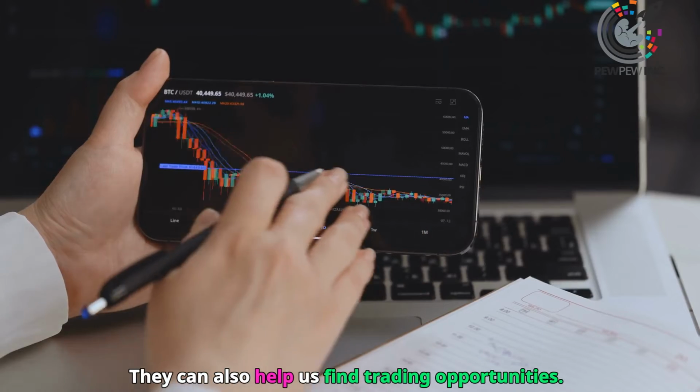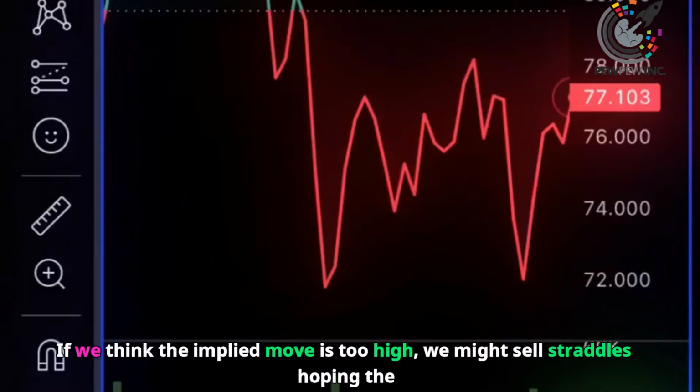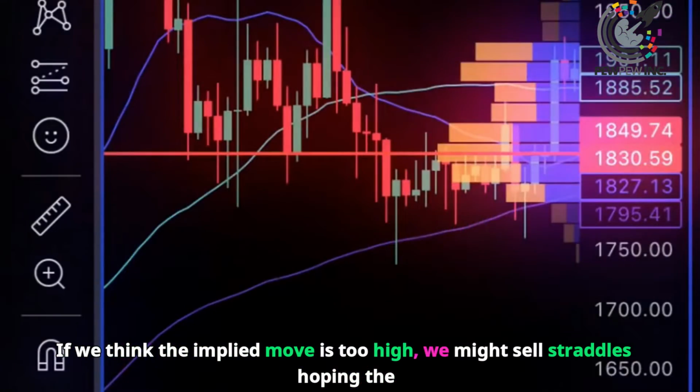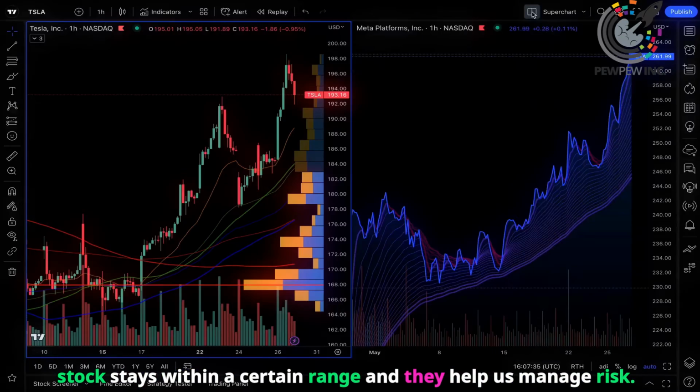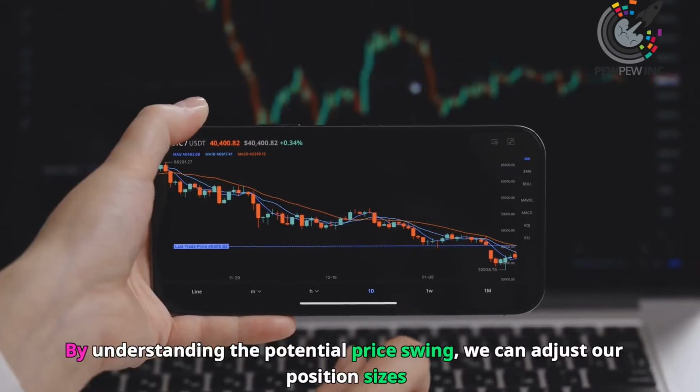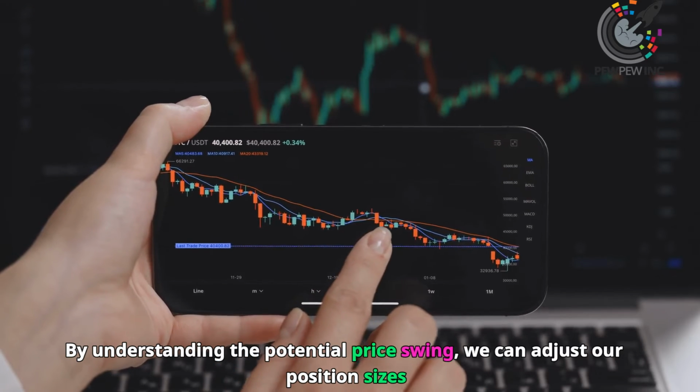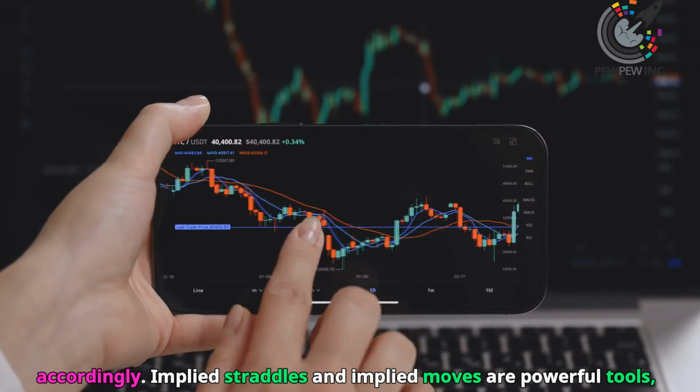They can also help us find trading opportunities. If we think the implied move is too high, we might sell straddles, hoping the stock stays within a certain range. And they help us manage risk. By understanding the potential price swing, we can adjust our position sizes accordingly.